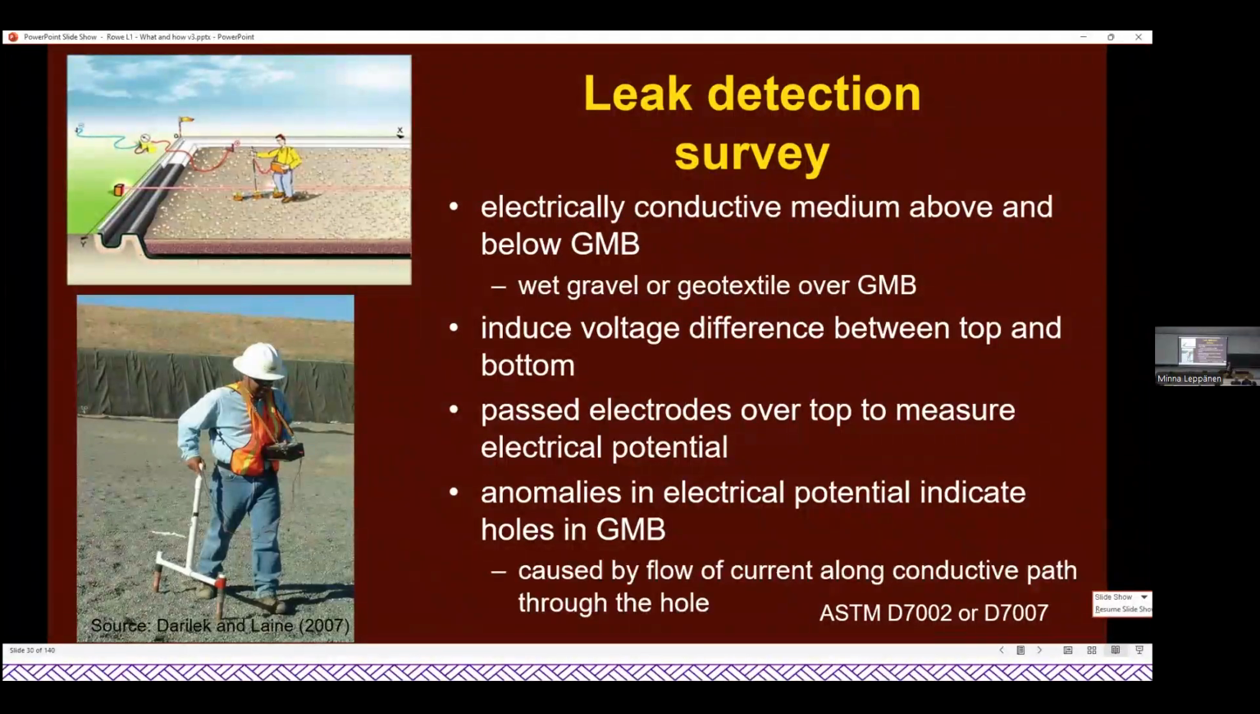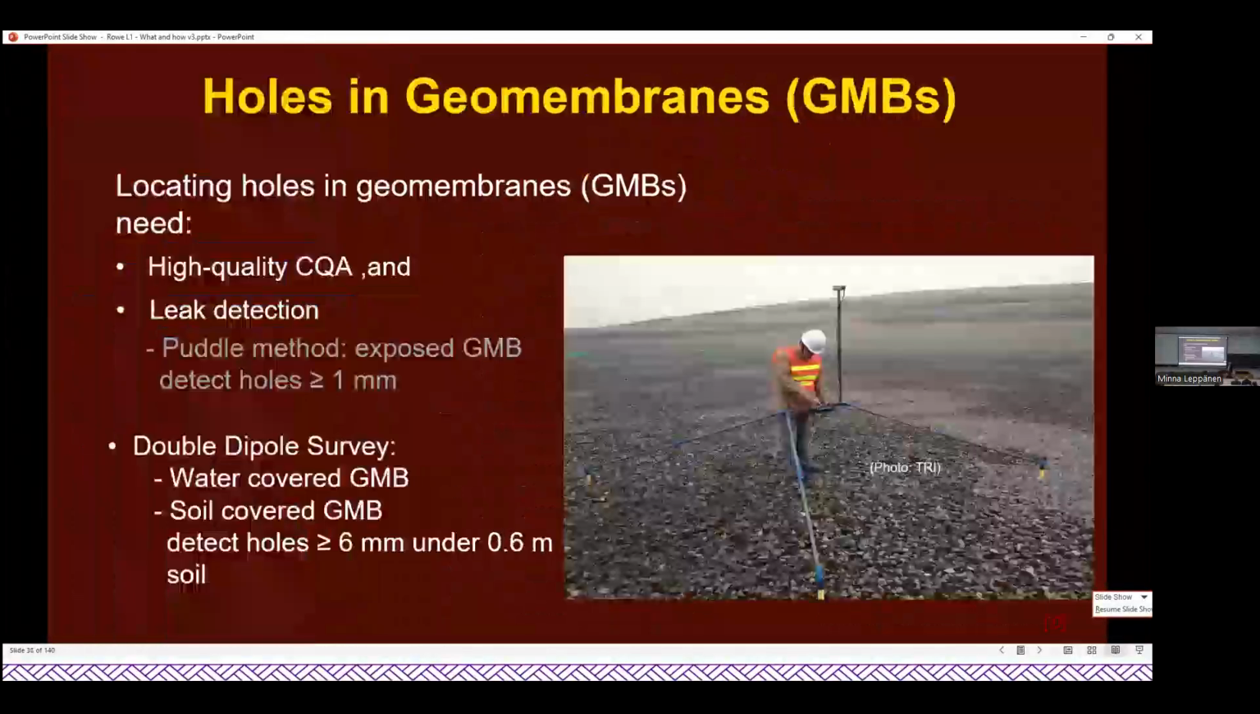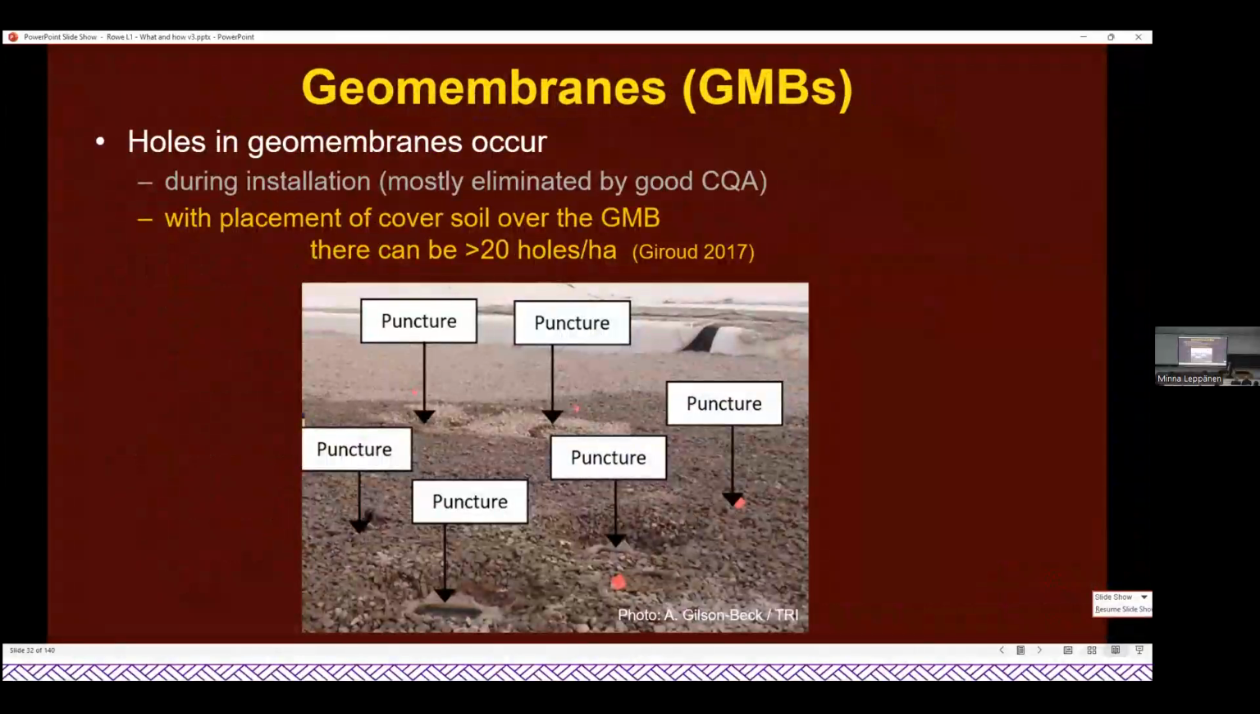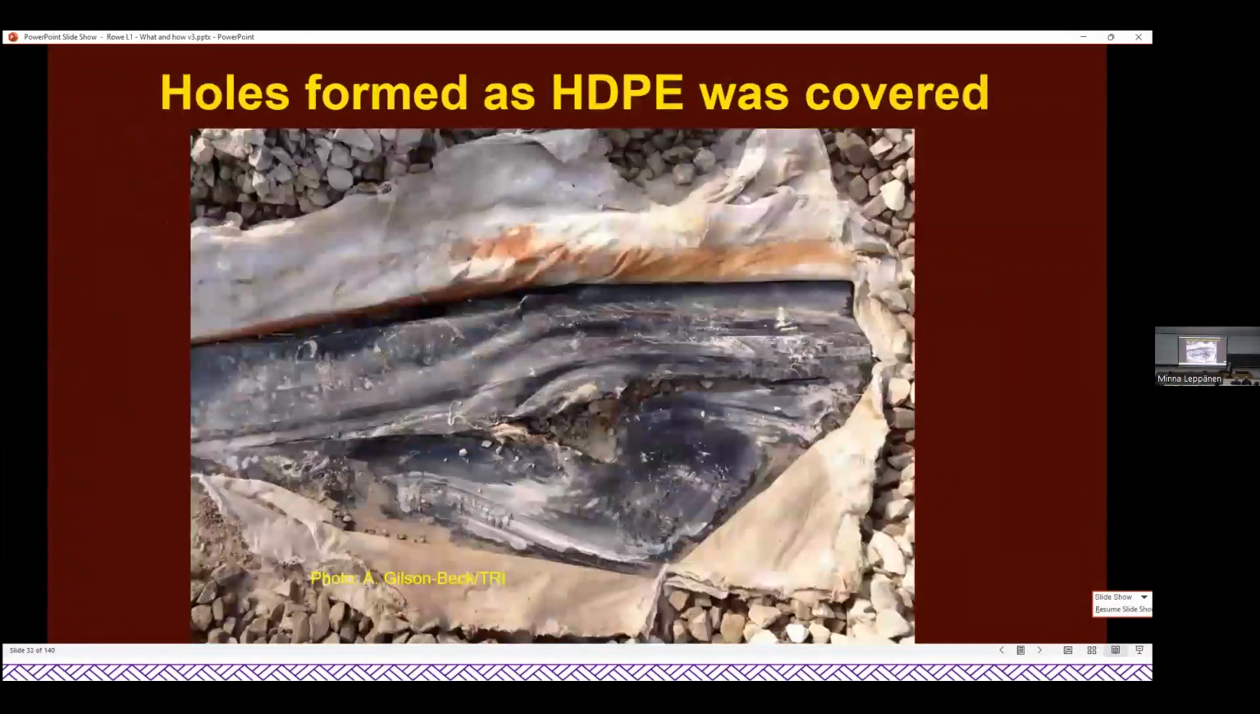But even with good sensitivity, we're probably going to miss holes 5 millimeters or smaller. So there is a limit to what we can achieve with finding holes, despite our best intents. And we've got to recognize that and design for that. Here is an example where there are over 20 holes per hectare at the time the leak detection survey was done. Obviously, they fixed those 20 holes, but that doesn't mean we're at 0. It means we're at 20 less than we would have been otherwise.